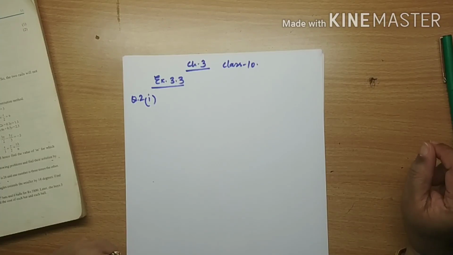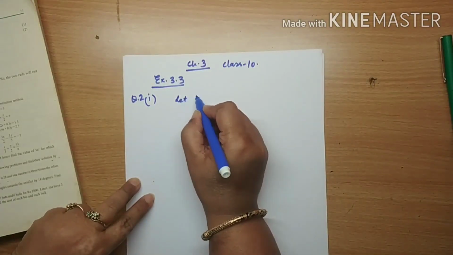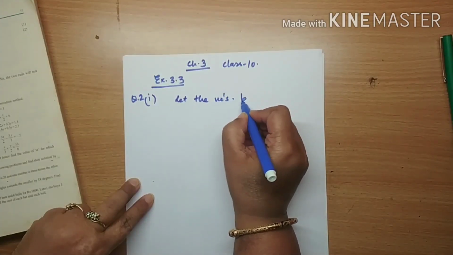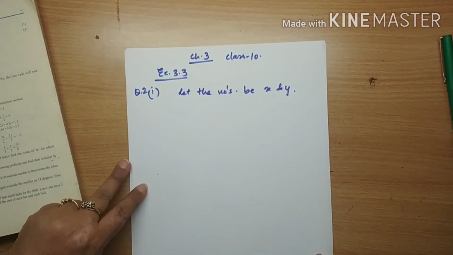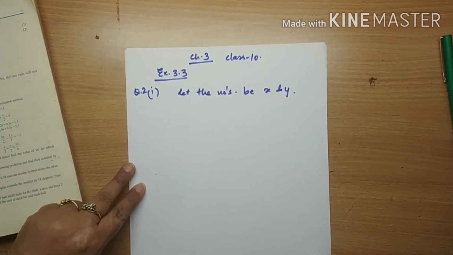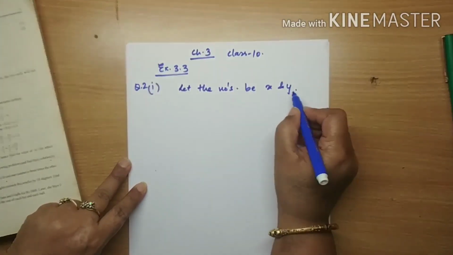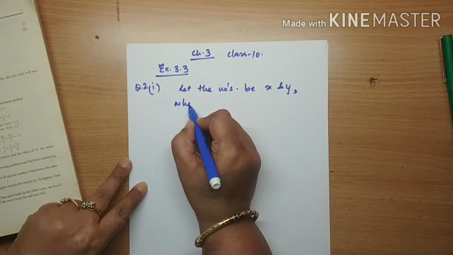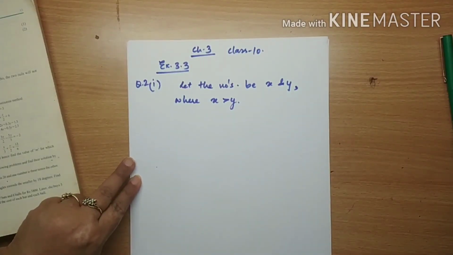So the first problem is, the difference between two numbers is 26 and one number is 3 times the other. Find the numbers. So it's clear from the problem that we are dealing with two numbers. So we say let the numbers be x and y. Now he is talking about the difference of two numbers being 26, and difference is always bigger minus smaller. So that means I have one number bigger and the other smaller. So I'll clearly put the condition that x is greater than y. So I have assumed two numbers such that x is greater than y.